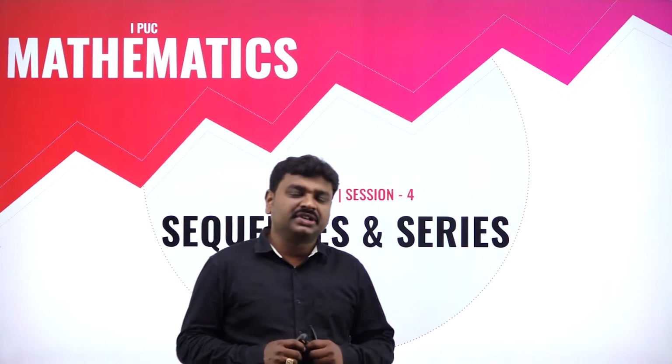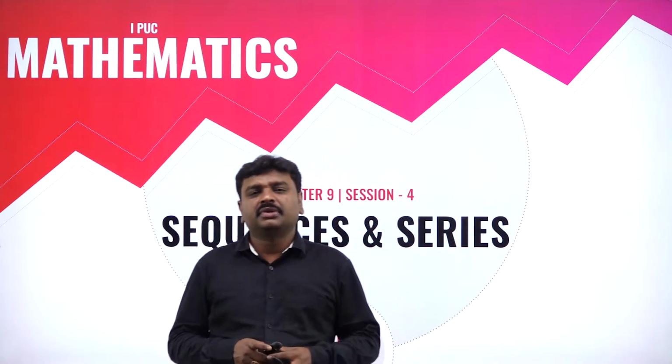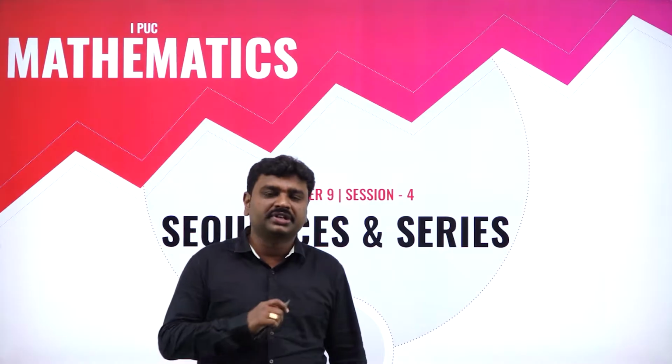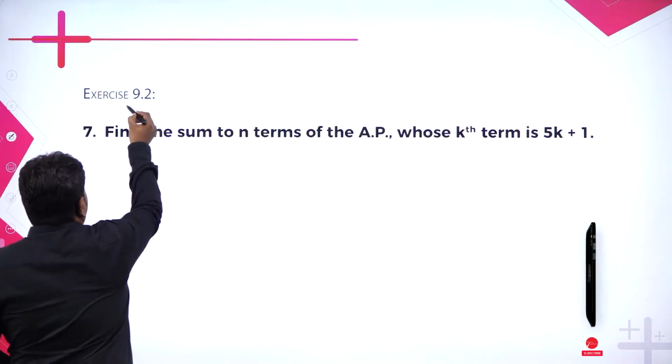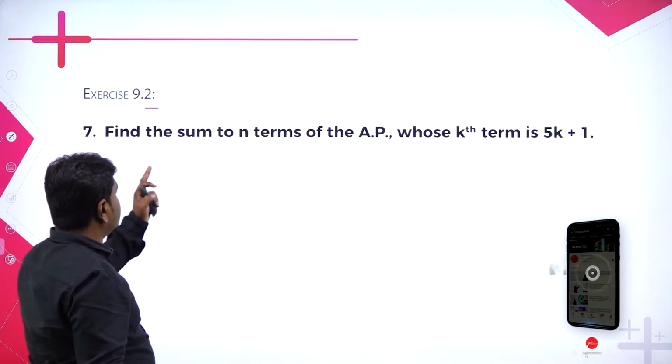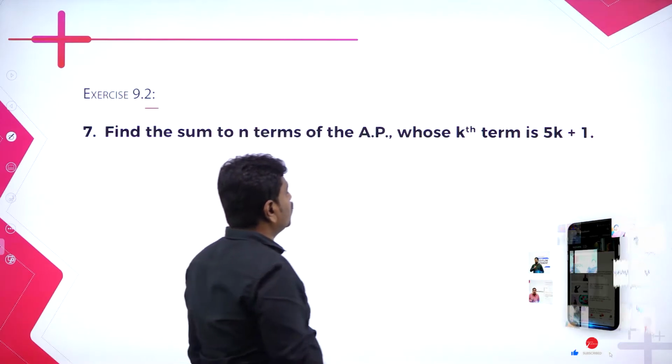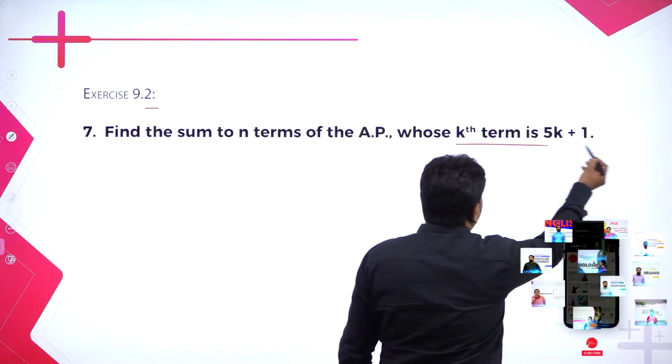Welcome to the session, dear students. Today I'll go ahead with the problems of arithmetic progression. So exercise 9.2. Find the sum of n terms of AP whose kth term is 5k plus 1.